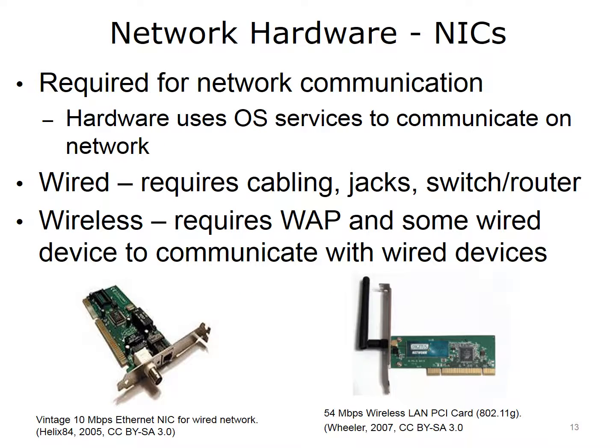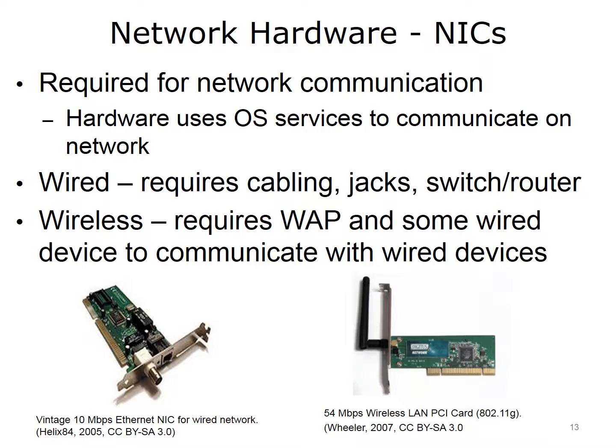For a device to communicate on a network, it must have a NIC, or Network Interface Card. The hardware uses operating system services to communicate on the network. A service is a program that is part of the operating system and is always running. A wired NIC requires cabling and jacks, and ultimately, a switch and a router for network access and communication. A wireless NIC requires a WAP, and some wired device through which the WAP will communicate with other wired devices.